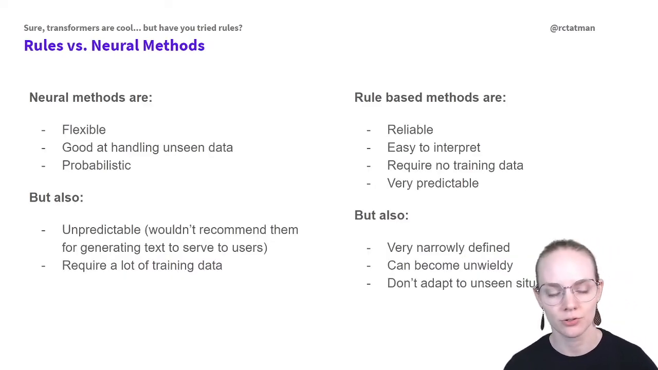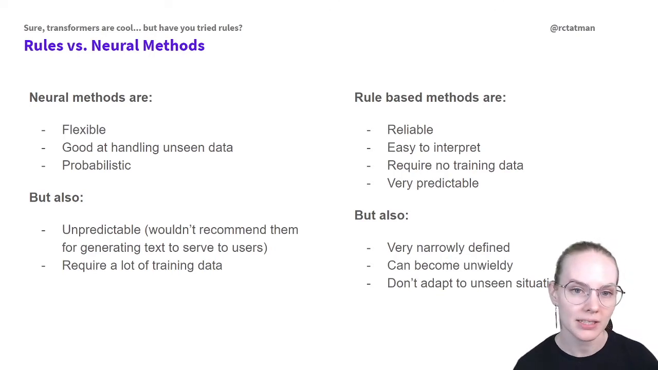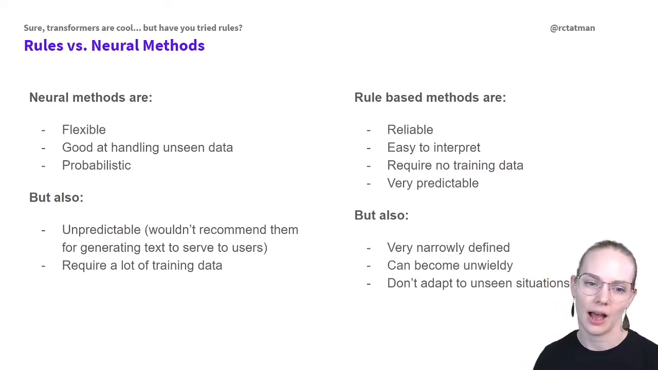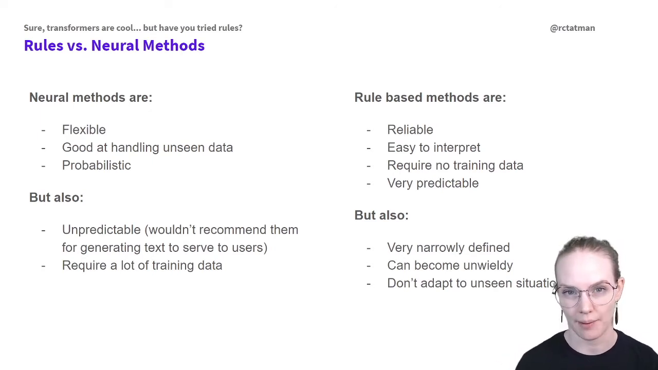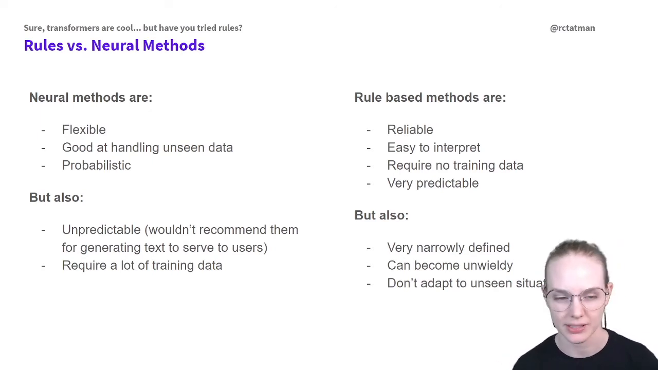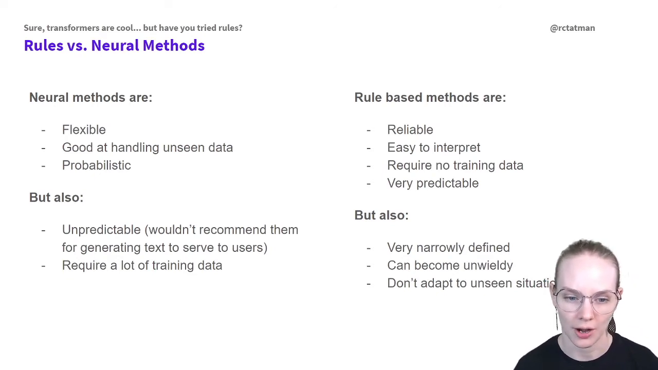Rule-based, starting with neural methods. So neural methods have the ability of being flexible. They're probabilistic. They're fairly good at handling unseen data and sort of guessing what should happen given the things that they've seen previously. But that comes with some drawbacks. So a big one is that they are unpredictable.